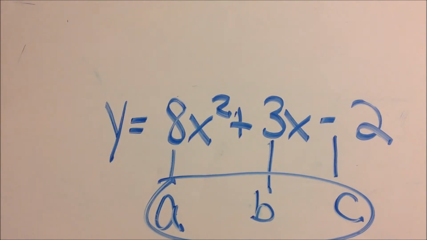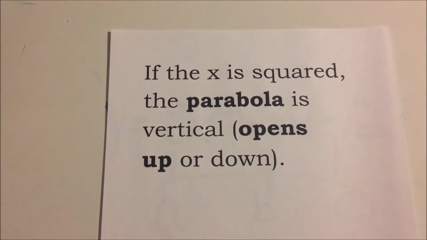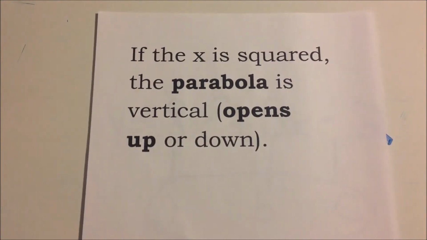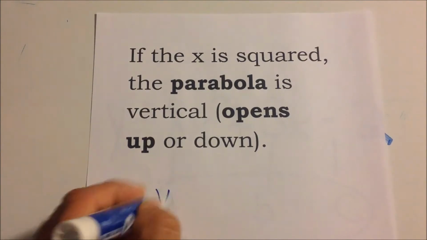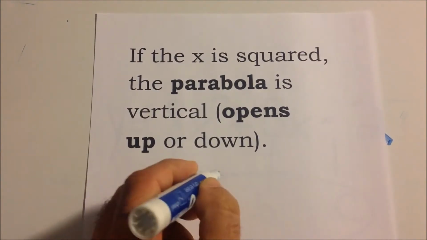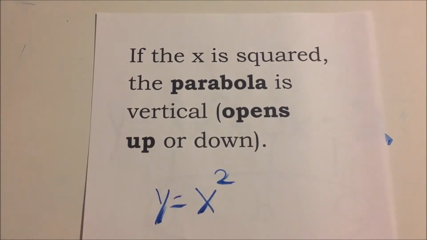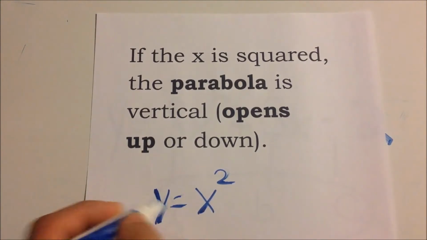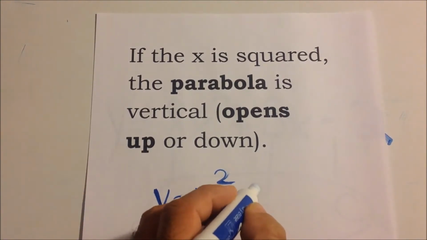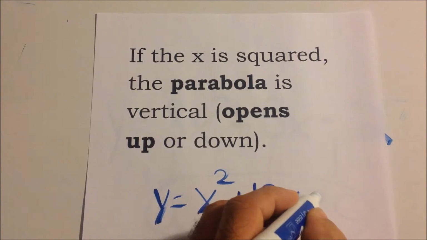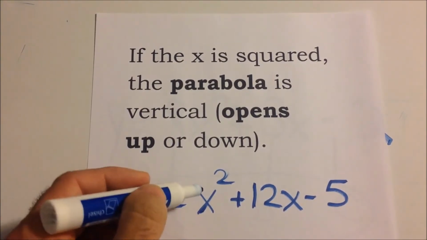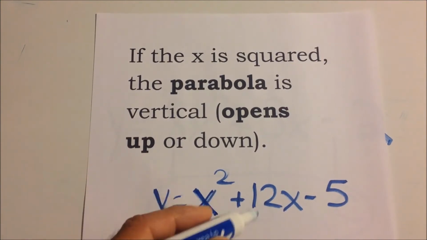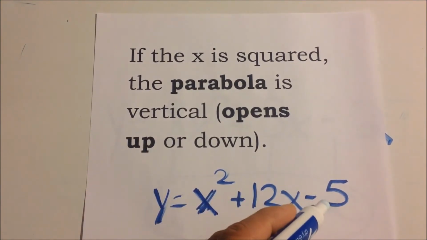Again, if the x is squared, the parabola is vertical. That means it's going to open up or down. That's the first thing to look for. Here we can see the x is squared, so we know it's going to either go up or down. We'll just put anything in here. So the a is 1, the b is 12, and the c is negative 5.